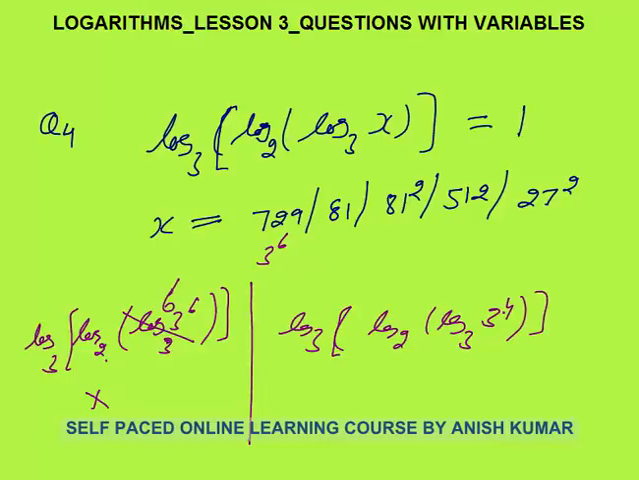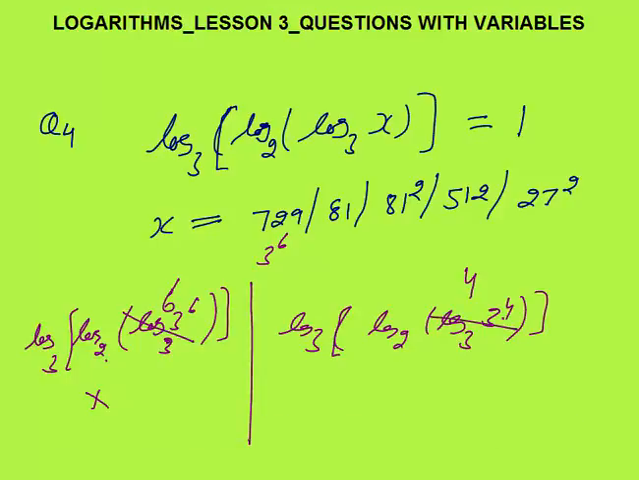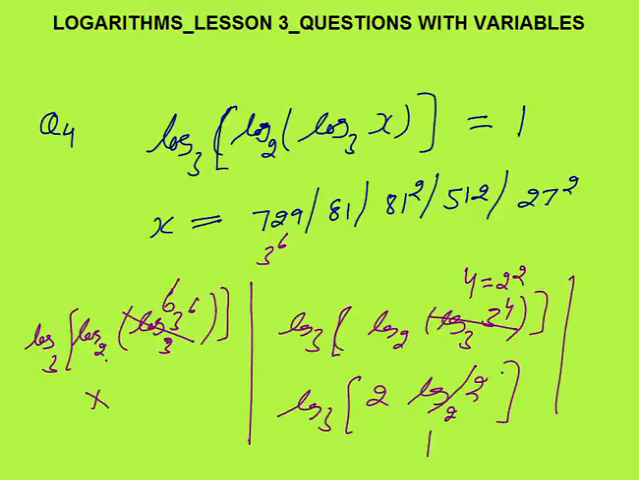Now again, if this 4 power will come forward, this will become 4. Log 3 to the base 3 is 1. Now log 4 to the base 2. 4 is equal to 2 square. So log 2 square to the base 2, this 2 will come forward. So this becomes 2 log 2 by 2. This becomes 1, this becomes 1. So log 2 by 3 will not give me the answer as 1. So this is also not my solution. So 729, 81 is not my solution.